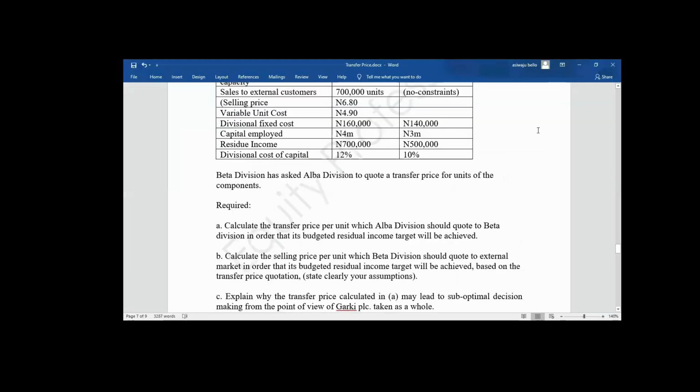Just take that transfer price and open an income statement. You are going to do external sales plus internal sales, then minus your variable cost. External sales: 700,000 multiplied by 6.80 naira, you get your figure. Internal sales value: 200,000 multiplied by 4.95 naira, get your figure. Then get your total variable cost, get your contribution, less your fixed cost, get your profit. Once you get your profit, go and compute your residual income. It will return back to you 700,000, automatically.